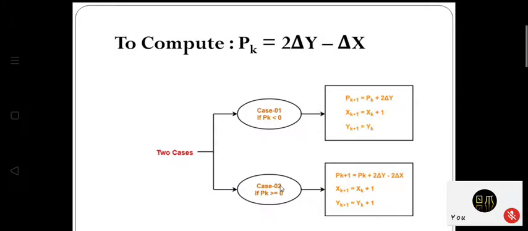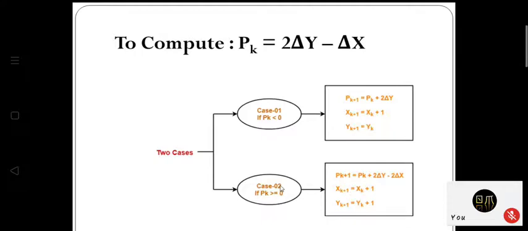Then once you have obtained the next decision parameter, you have to obtain the next x value and next y value. The next x value will be the previous x value plus 1, and the y coordinate value will remain as it is. There will not be any operation that you perform for the y coordinate.